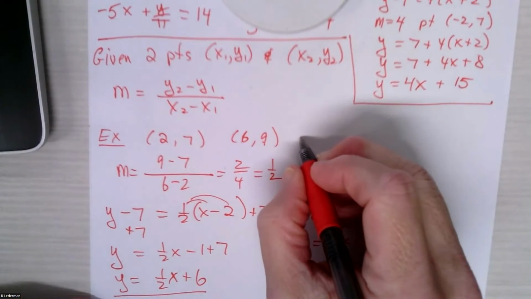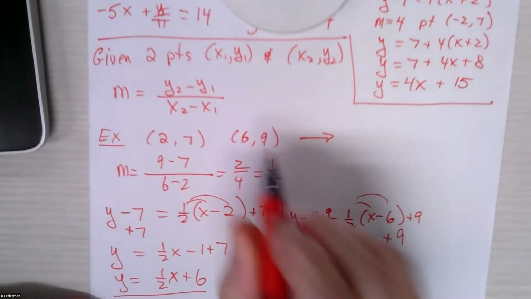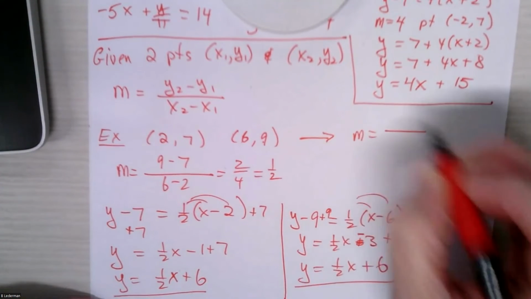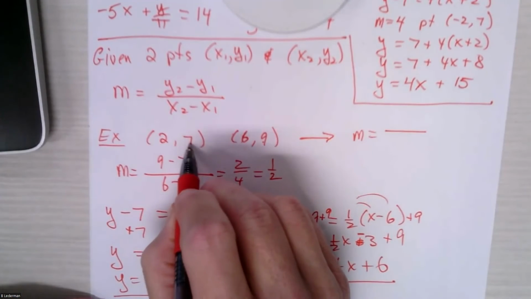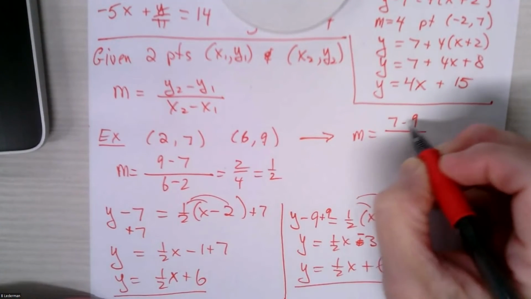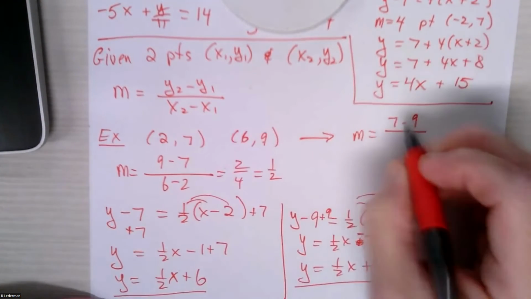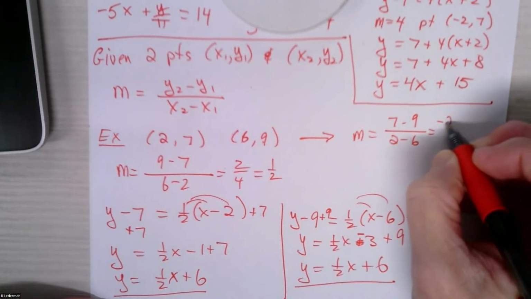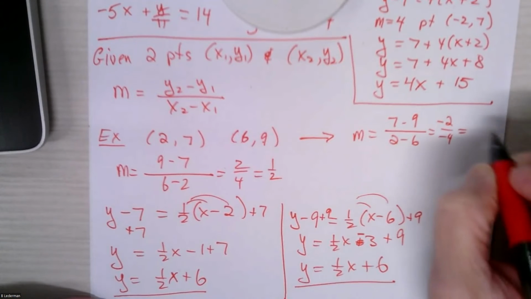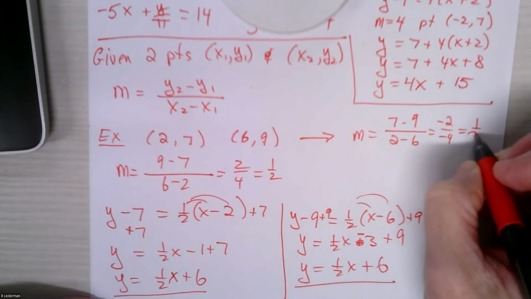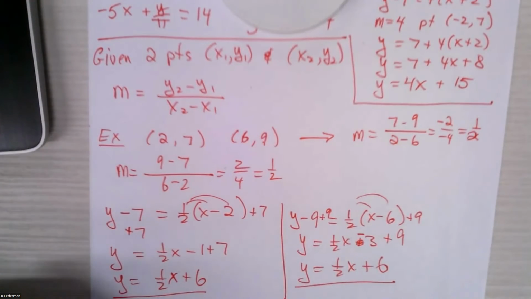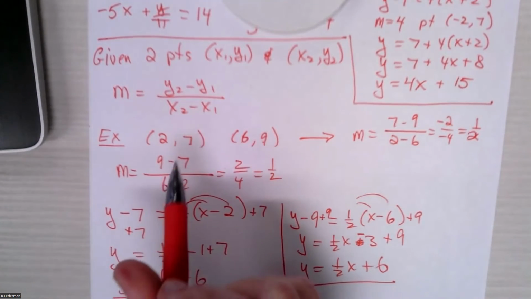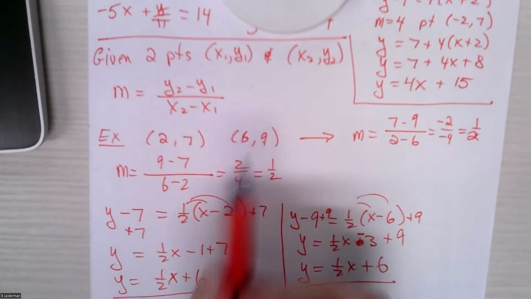Because if I do it the other way, meaning I consider the 6, 9 to be my first point, I would get m equals 7 minus 9 over 2 minus 6, which equals negative 2 over negative 4, which cancels out, and I get 1/2. So I get the same answer. So students a lot of times stress out: how do I know which is x1 and y1, which is x2? It doesn't matter.